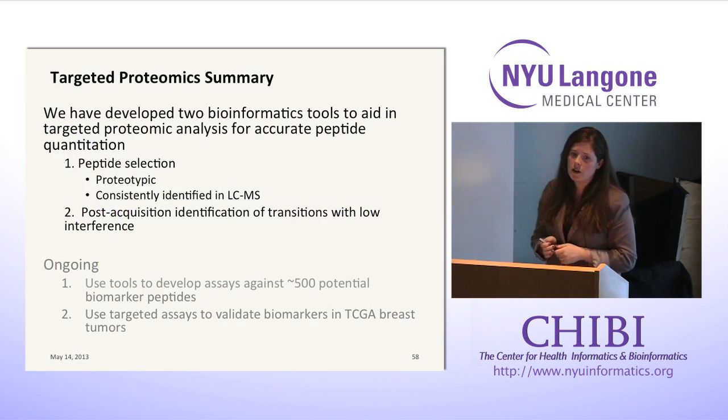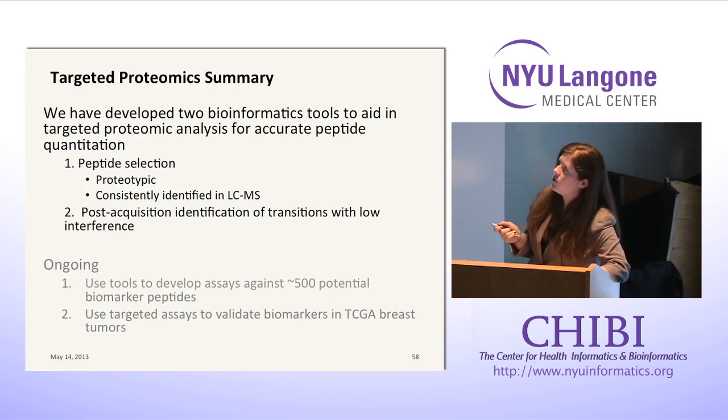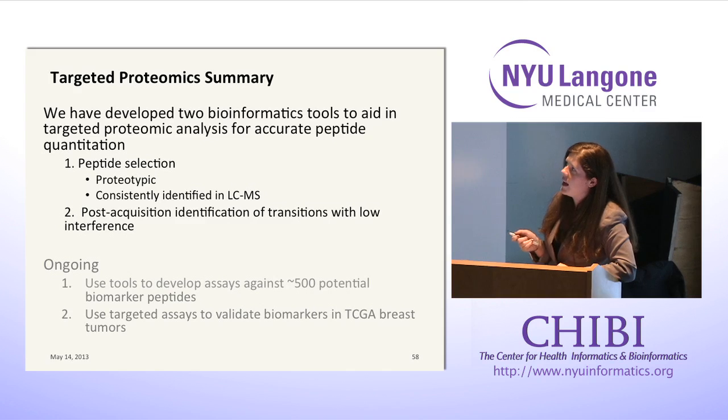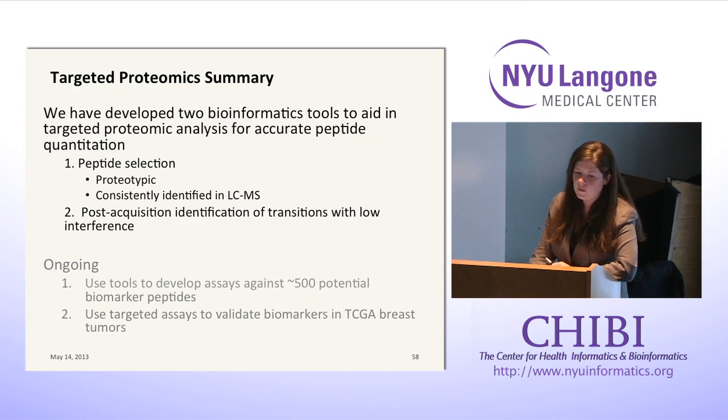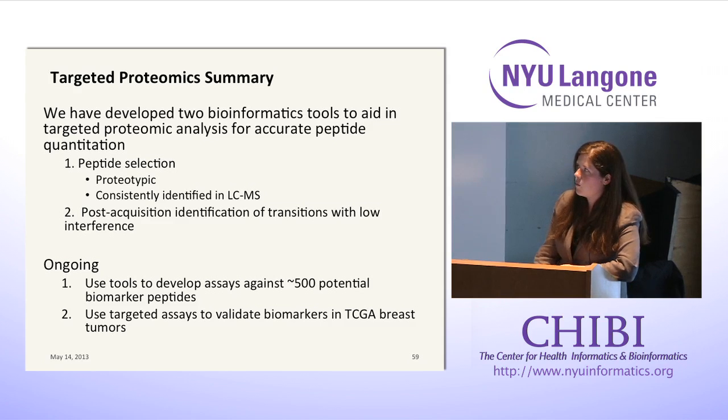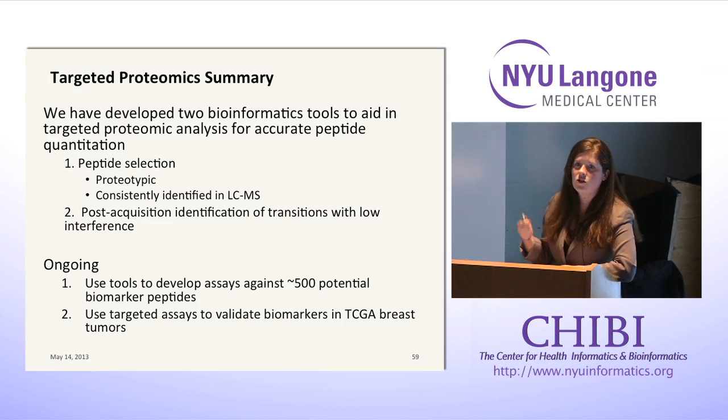So just to summarize the targeted proteomics section of the talk, we've developed 2 informatics tools to aid in the proteomic analysis for accurate peptide quantitation. The first is in peptide selection, where we select proteotypic peptides that have also been found in other LC-MS methods. And we also have developed this algorithm to identify transitions with low interference. And we're currently developing assays against 500 potential biomarker peptides, which we'll use in the TCGA and PDX samples once we've gotten this working, which is close.